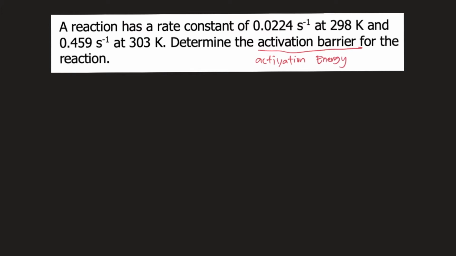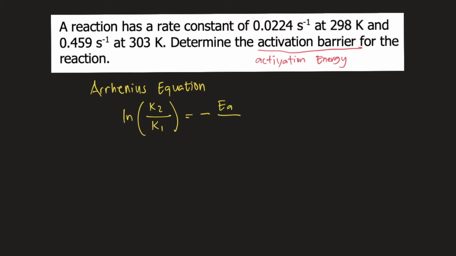So to solve this problem, we will make use of the Arrhenius equation. So the Arrhenius equation is ln(K2/K1) = -(Ea/R) times (1/T2 - 1/T1).